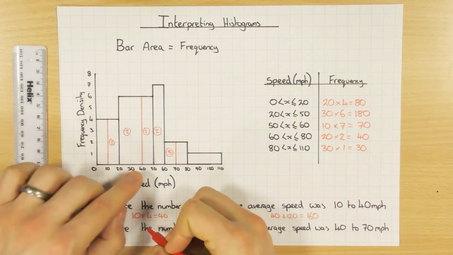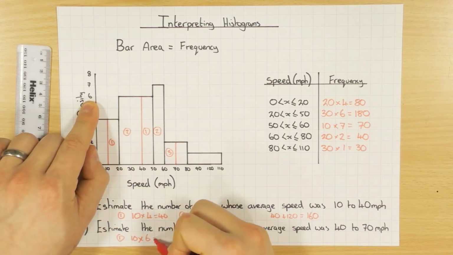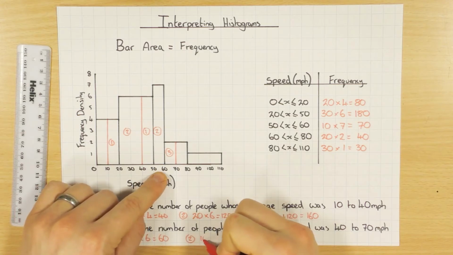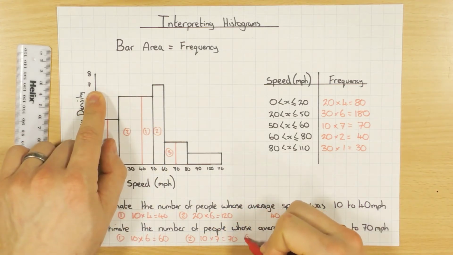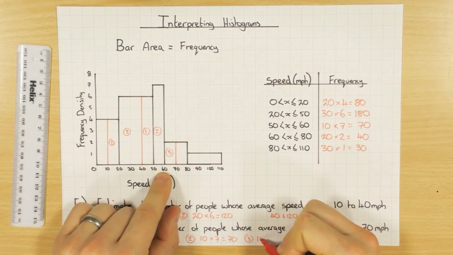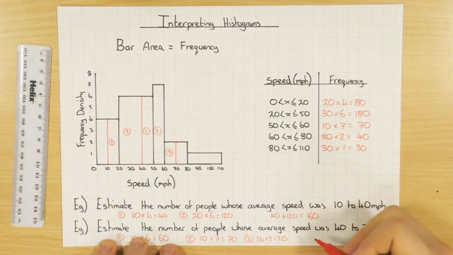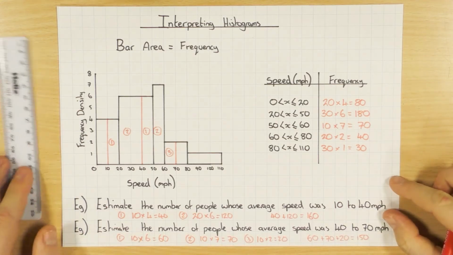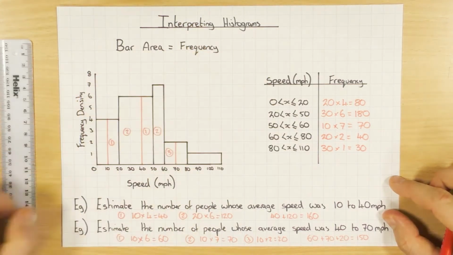So number 1. The class width for this is 10 times 6, which is the height, which gives me 60. Number 2, class width is 10 times the height, which is 7, so 70. And number 3, class width there is 10 times 2 is 20. And add it all together, 60 plus 70 plus 20 is 150, which would be your estimate. So the key thing here is the area is the frequency.